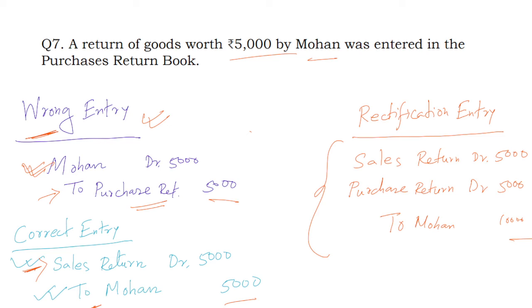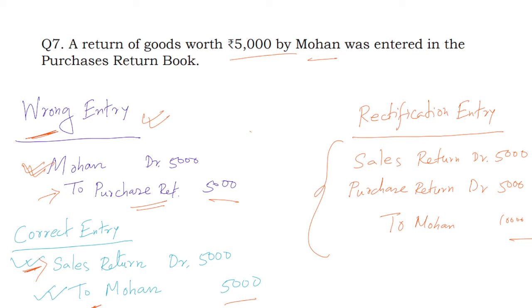Mohan to purchase return might have been recorded. Mohan to purchase. Purchase return is a credit entry, no? Pushpa Radhareddy madam, sales return debit, purchase return debit to Mohan. Correct. Same entry we have recorded. Correct.